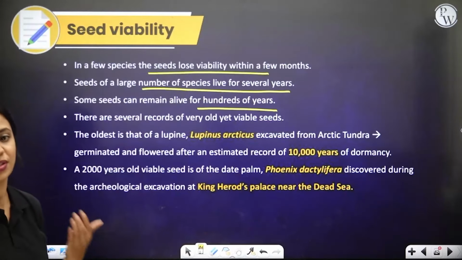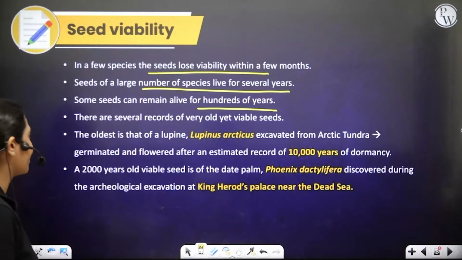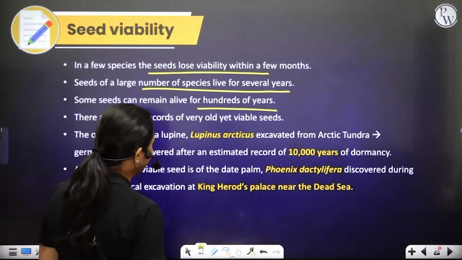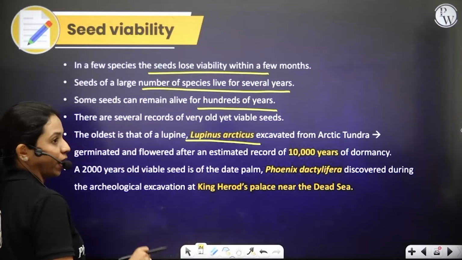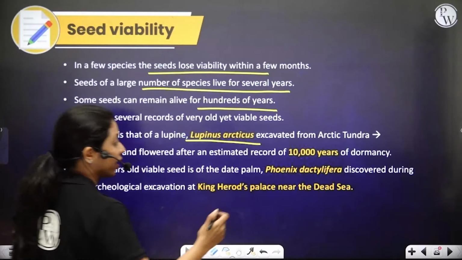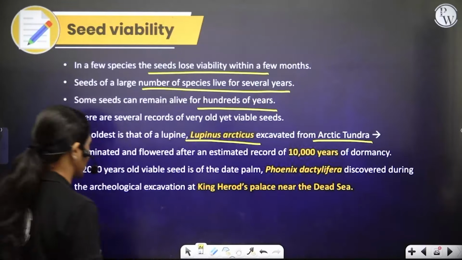There are many records that are available for this. 2 examples are given to you in your syllabus. The oldest seed that we know was of Lupinus articus. This is the name of a plant. It was excavated from the Arctic tundra, which is a very cold region.